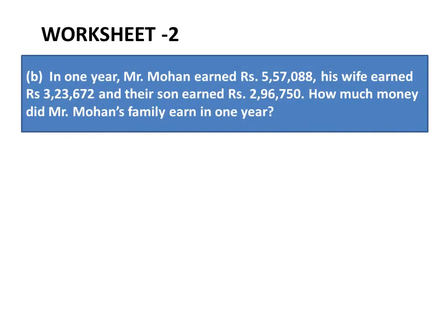Let's solve the next question. Question number B. In 1 year, Mr. Mohan earned rupees 5,57,088. His wife earned rupees 3,23,672 and their son earned rupees 2,96,750. How much money did Mr. Mohan's family earn in 1 year?